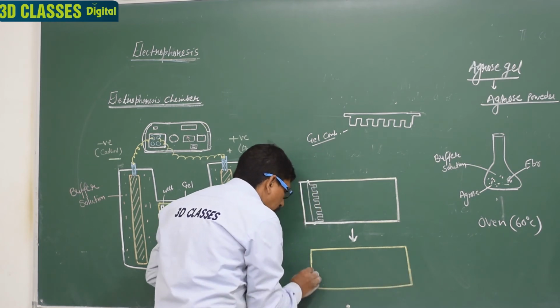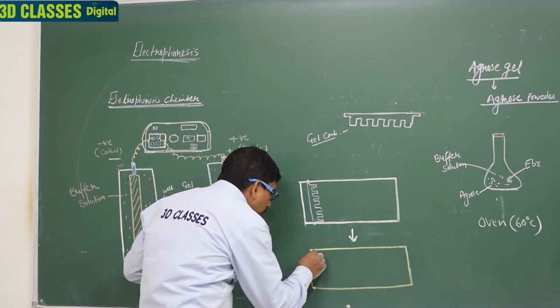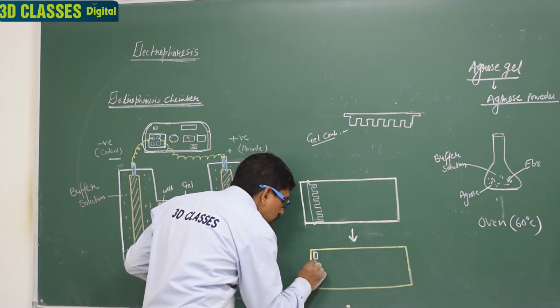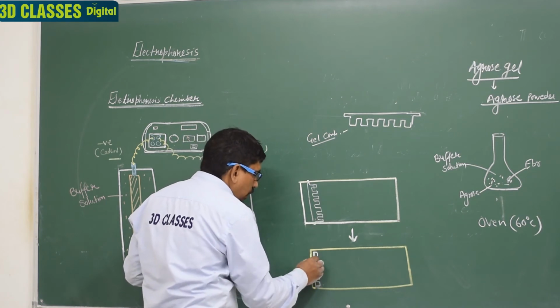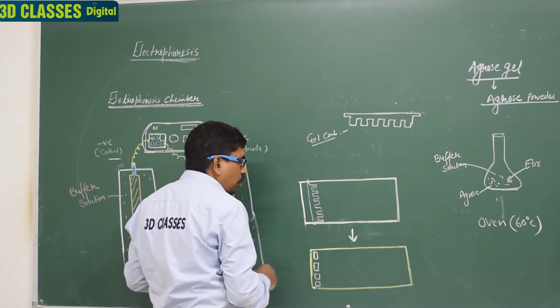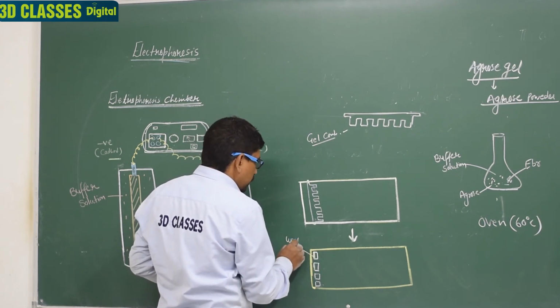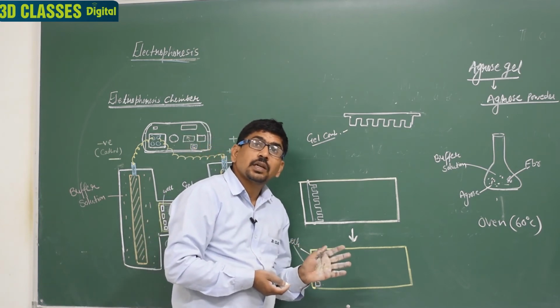We obtain a gel. In this gel we make the wells. Here we make the wells, here 1, 2, 3 and 4. So these wells are formed here. Clear? There may be 1, 2, 3, 4 and more wells formed. Clear? So these are known as the wells.